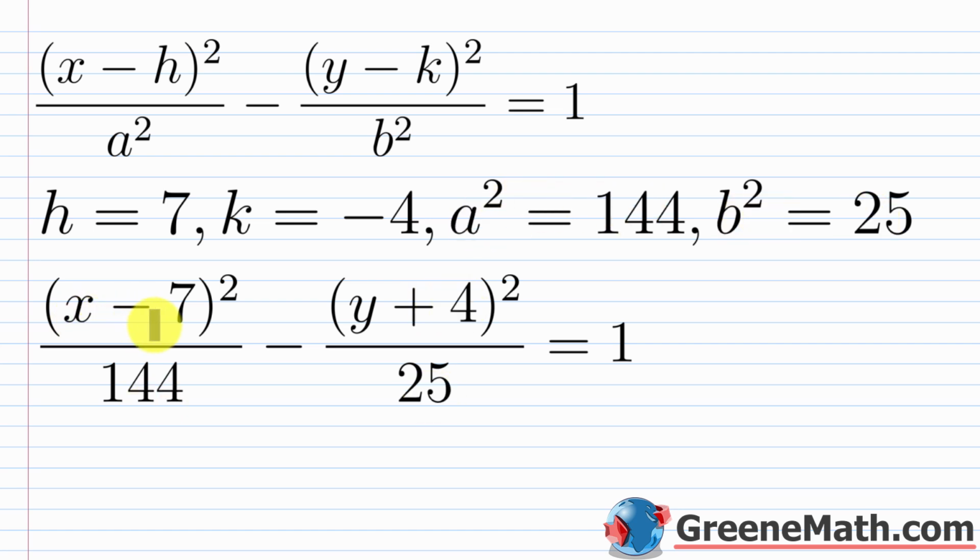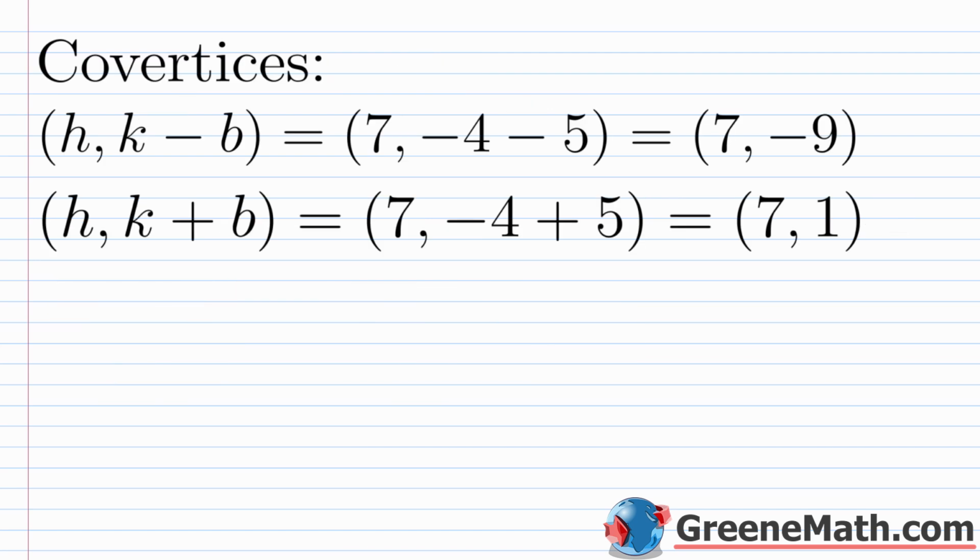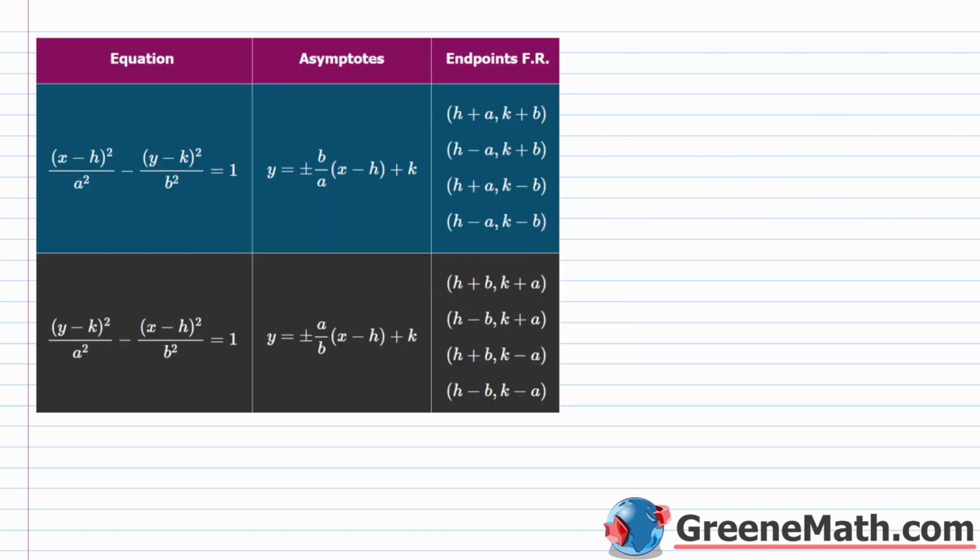So we have the quantity x minus 7 squared over 144 minus the quantity y plus 4 squared over 25 is equal to 1. Co-vertices, you're going to have 7 comma negative 9 and then 7 comma 1. And then to get the asymptotes and the endpoints of the fundamental rectangle, we're going to use this top row right here.